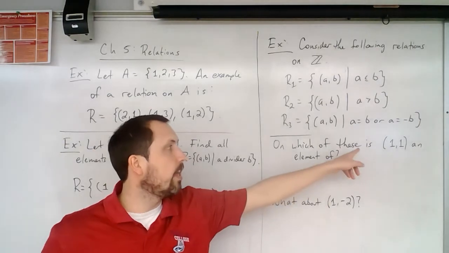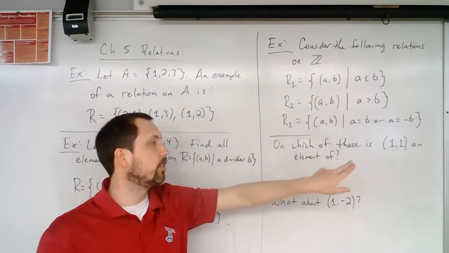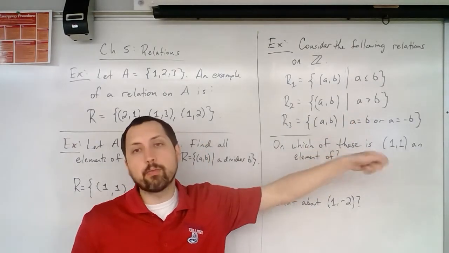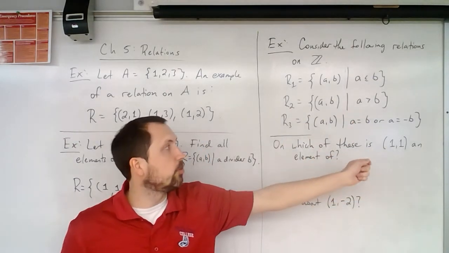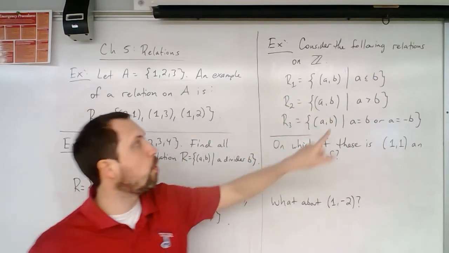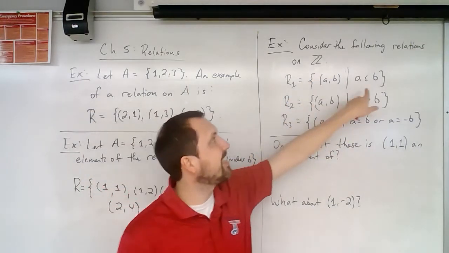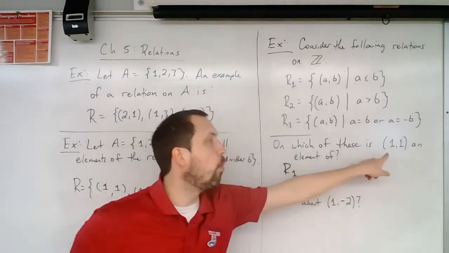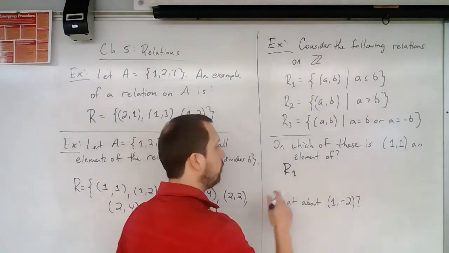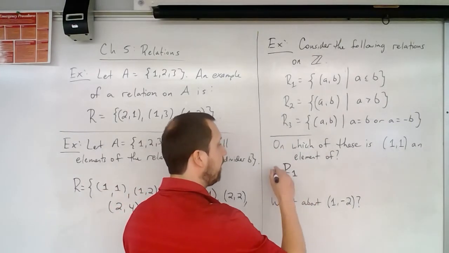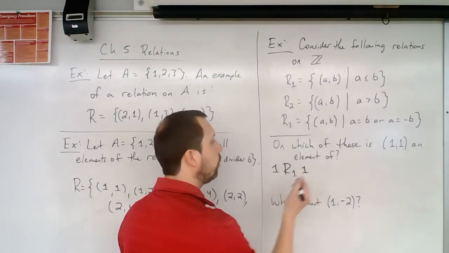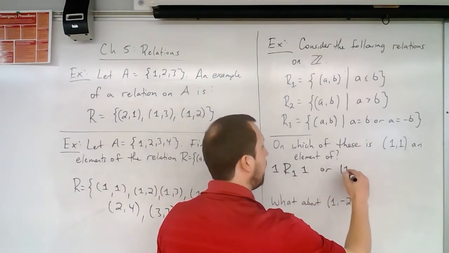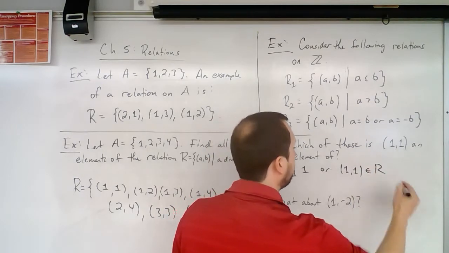So we can ask the question: which of these relations is (1, 1) an element of? Or in other words, in which of these is 1 related to 1? Is 1 related to 1 here? Well, yes, 1 is less than or equal to 1. So we know that indeed (1, 1) is an element of this. You could either write this as saying 1 is related to 1 with this relation R1, or you could say (1, 1) is an element of R1.